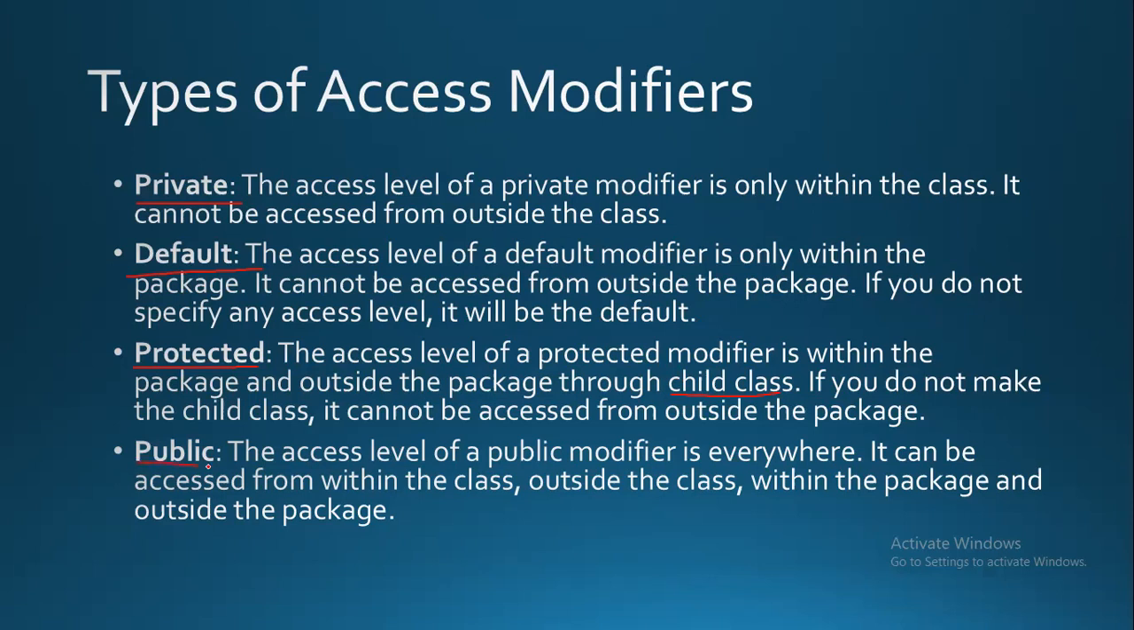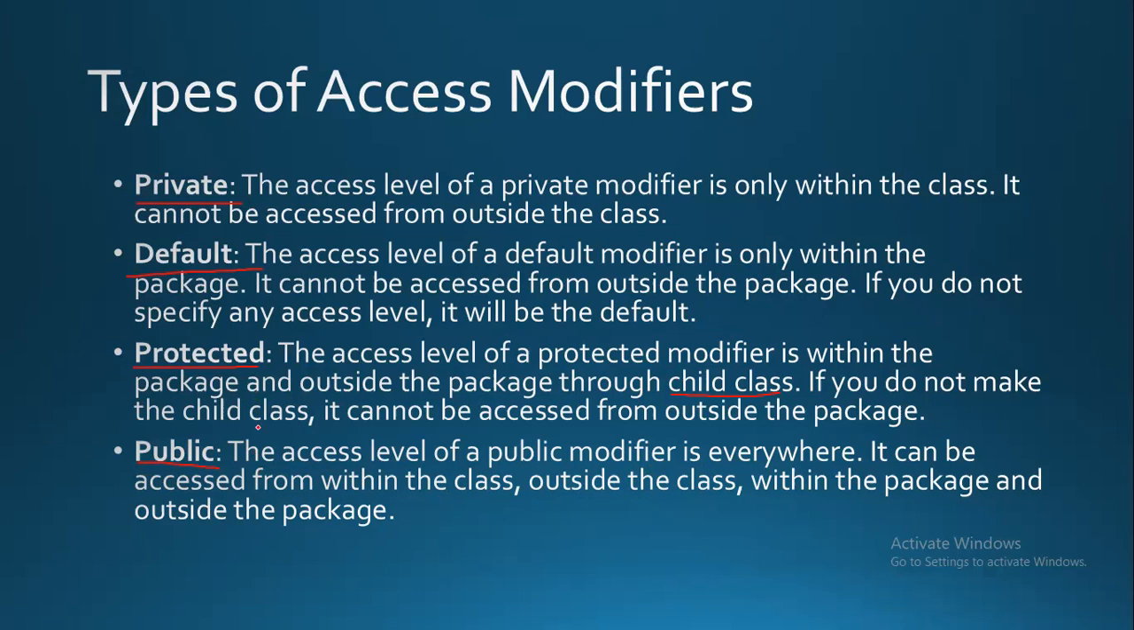Then we have the last, public. The access level of a public modifier is everywhere. It can be accessed from within the class, outside the class, within the package, and outside the package. So public is the most widely used access modifier with high scope. So you can access it anywhere. So if the class is public, you can access it within the package and outside the package.